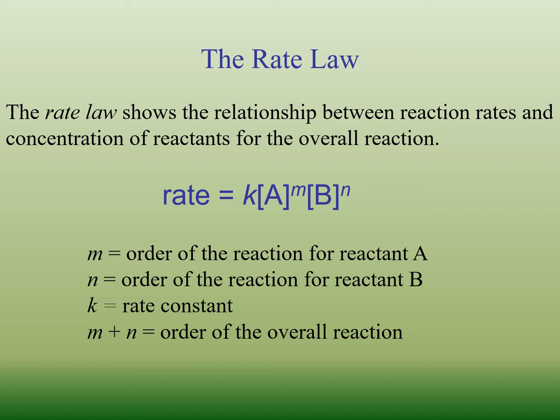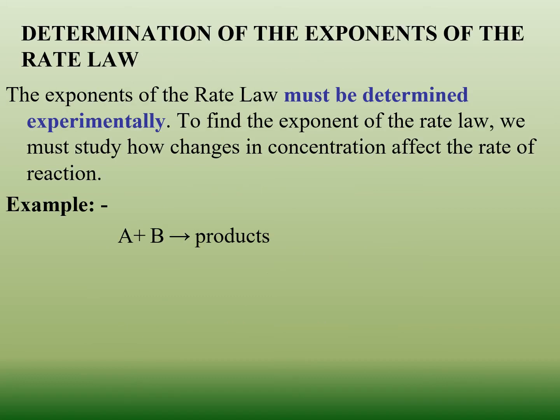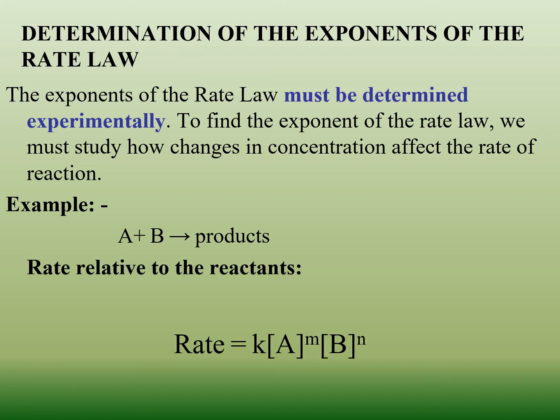So how are these exponents determined? The exponents of the rate law must be determined experimentally. To find the exponent of the rate law, we must study how changes in concentration affect the rate of reaction. For example, if we have a reaction with A and B to make products, the rate relative to the products equals again k times the concentration of A to the power of m times the concentration of B to the power of n. Let's look at a specific example.